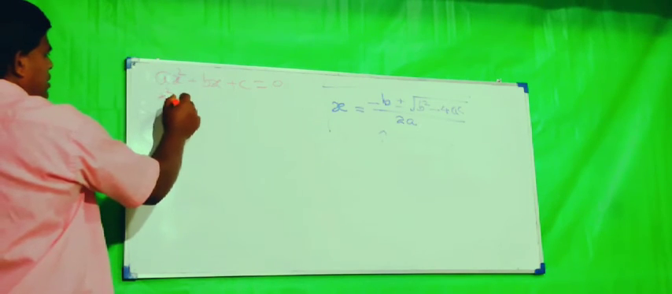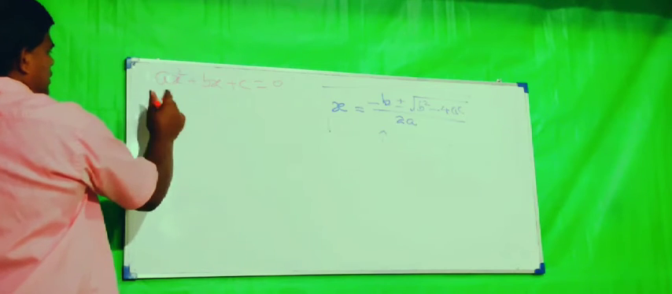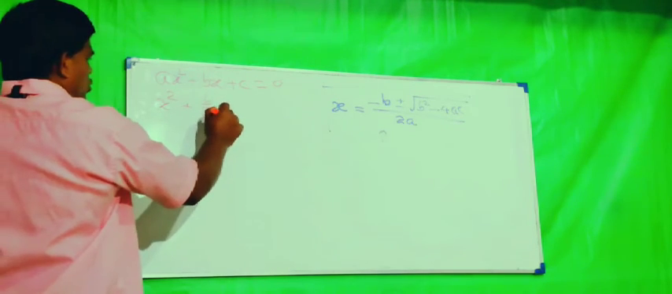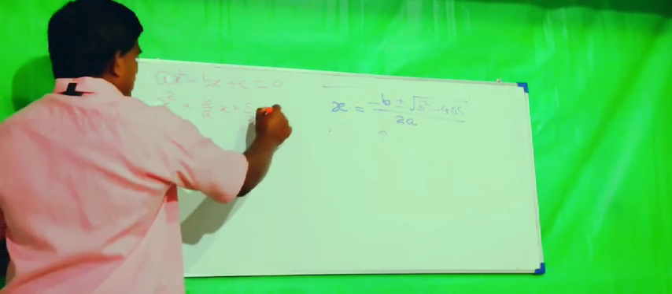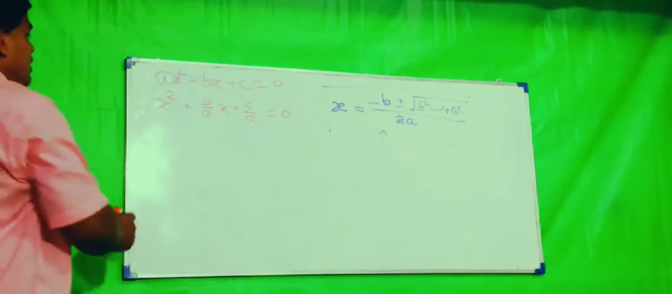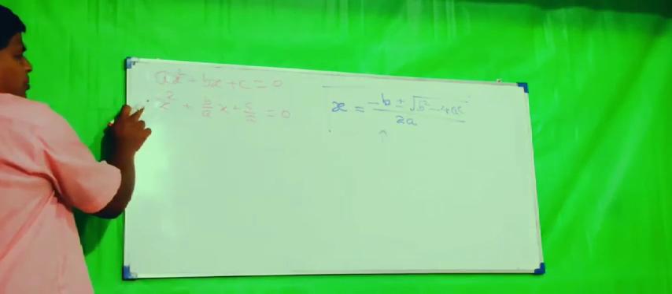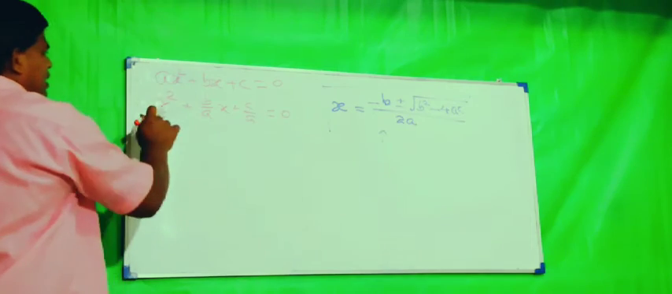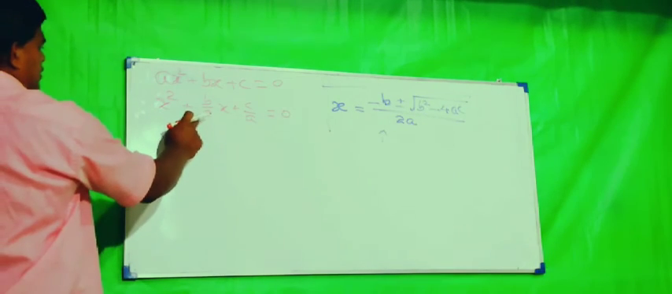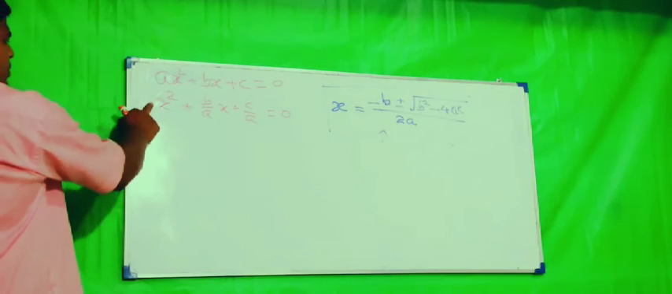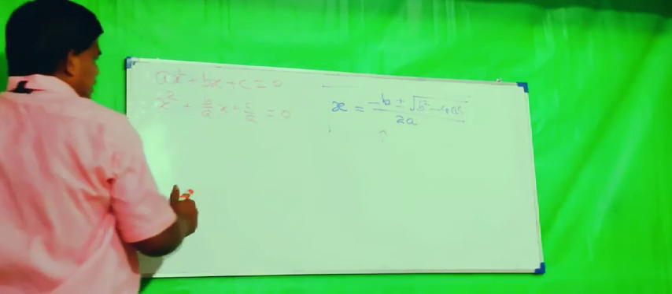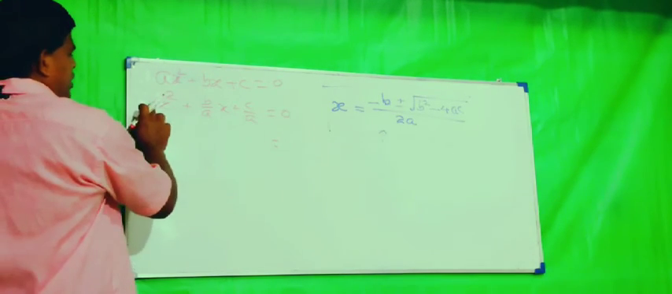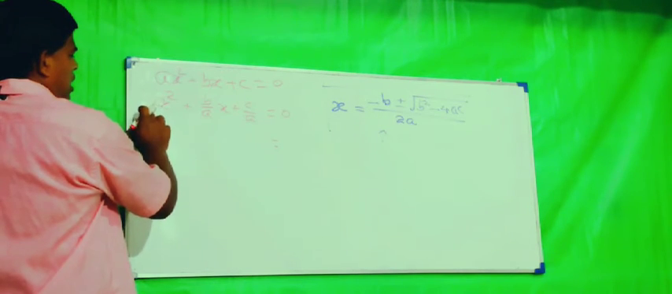Then x squared plus b upon a into x plus c upon a equals 0. This step is obtained by dividing the initial equation by a. All terms are divided by a. Now the coefficient of the square term is 1. Then the usual method can be used to convert this into a complete square.